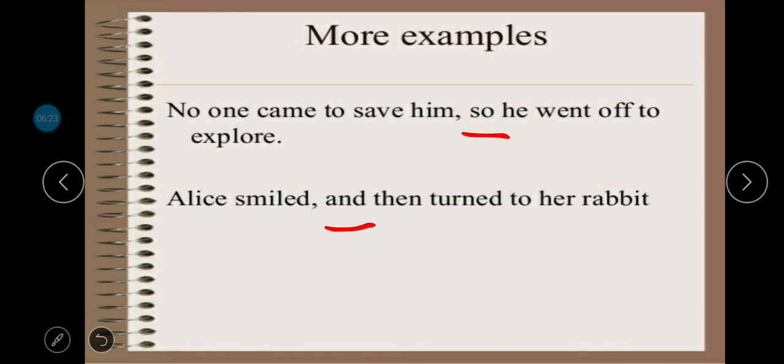So I hope you all have understood conjunctions. Now go through the book exercises and try to solve them.